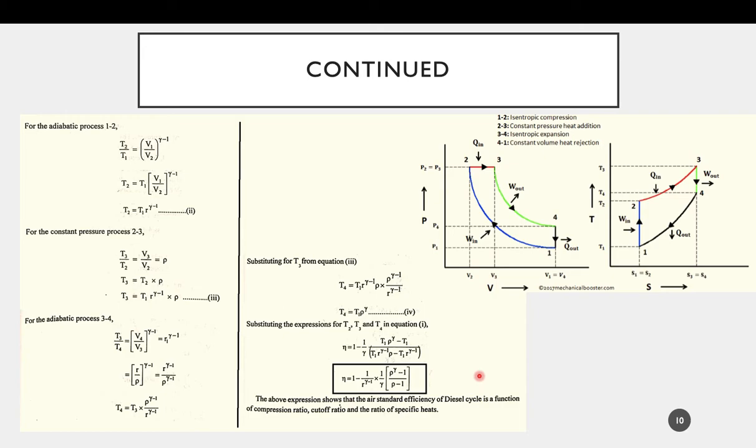Efficiency is 1 minus 1 by R raised to gamma minus 1 into 1 by gamma into rho raised to gamma minus 1 by rho minus 1, where R is the compression ratio, that is the ratio of total volume by clearance volume. Gamma is the index of adiabatic expansion, and rho is the cutoff ratio, that is the ratio of V3 by V2. So this is the expression for efficiency of a diesel cycle. So I hope the analysis of the diesel cycle is clear. Please go through the derivation.